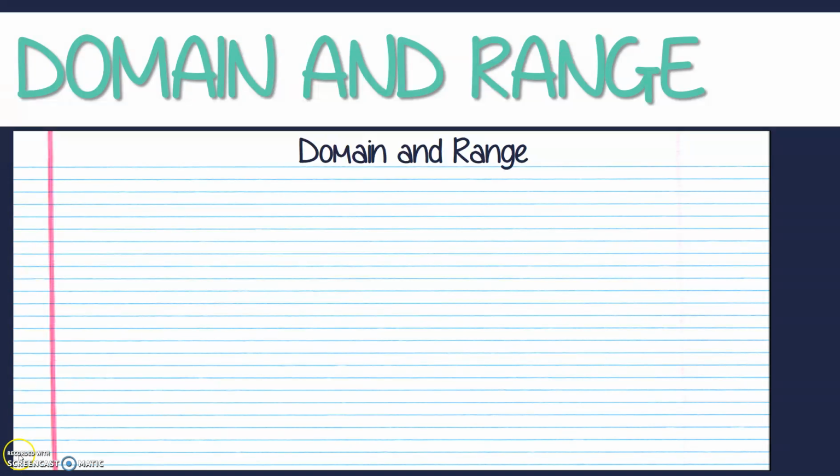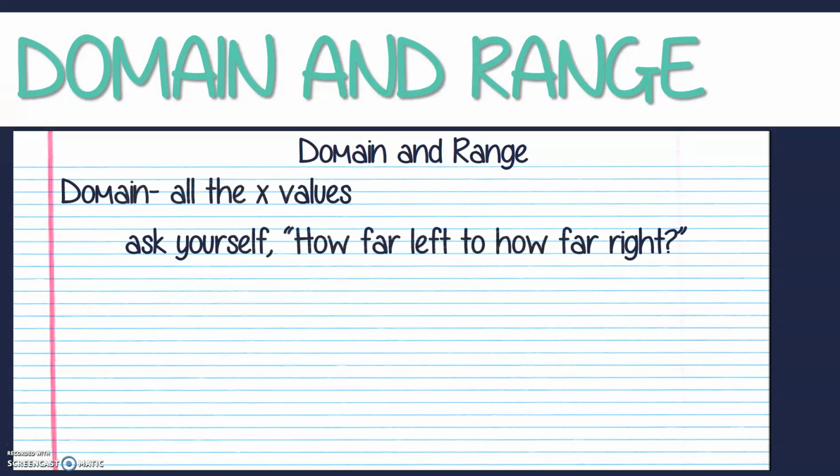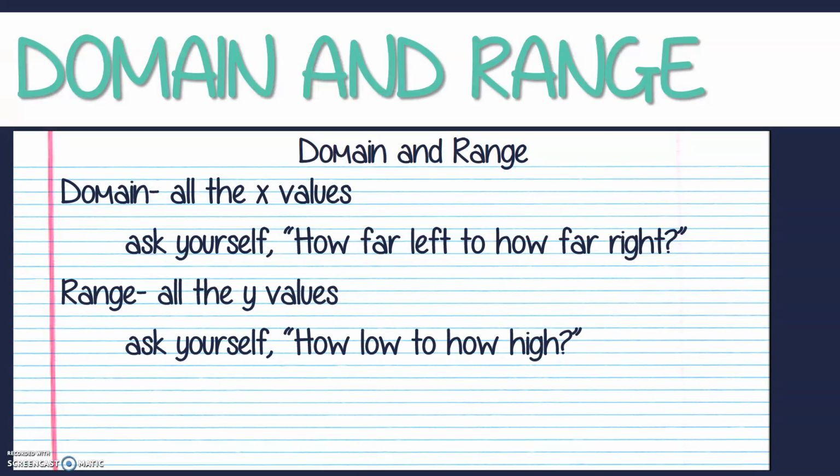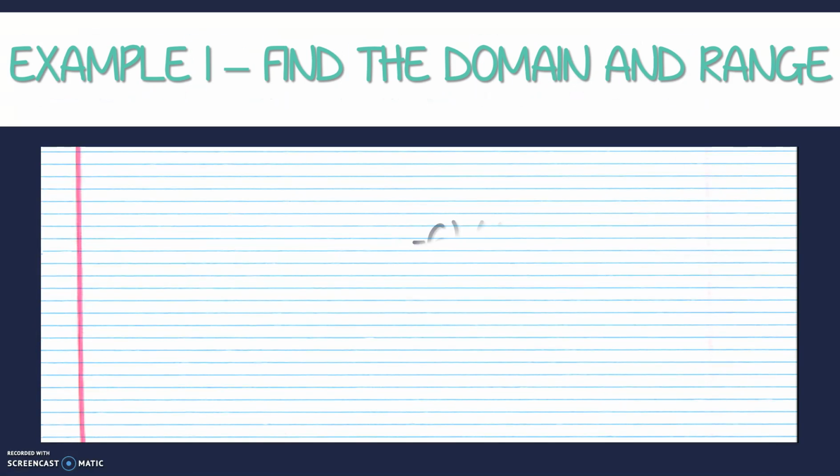So before we begin, let's talk about what domain and range are. The domain represents all of the x values. So when you're doing this on a graph, you ask yourself, how far left does it go to how far right does it go? On the range, it's all the y values. And in this case, you're going to ask, how low does it go to how high does it go? Because the y values are represented on the y-axis, which goes from bottom to top of a graph.